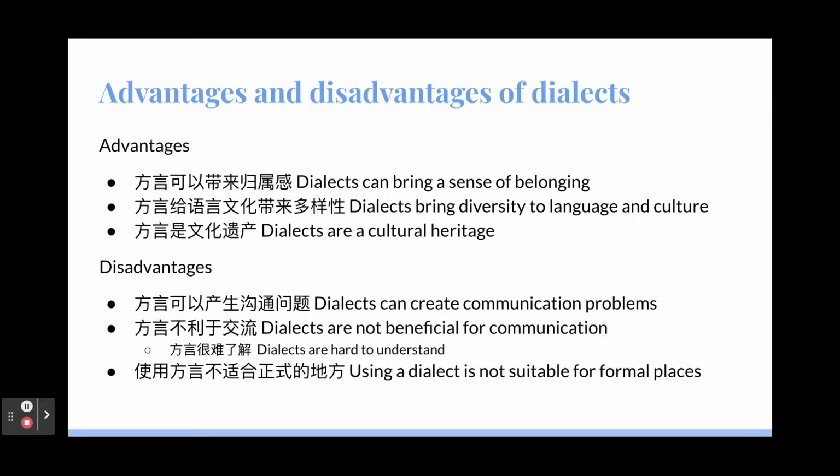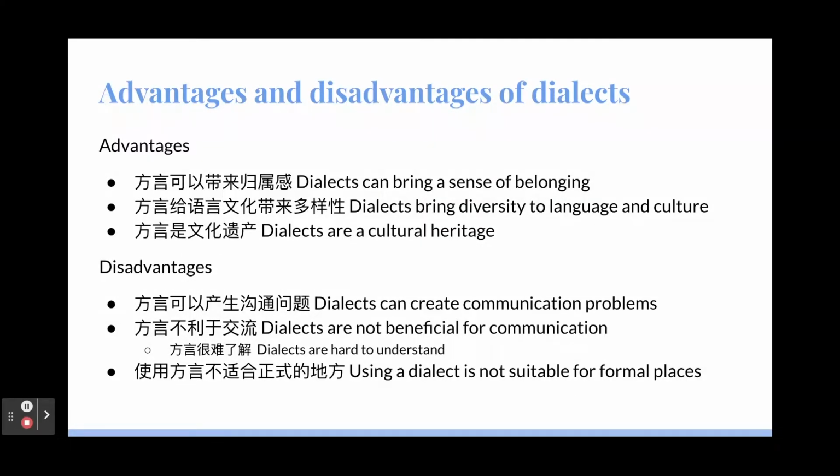First of all, dialects can create communication problems since there are different types of dialects and very many combinations of dialects. It could cause communication problems when different people from different areas are using their own language and communicating to each other. So you could say this in Chinese by saying 方言可以产生沟通问题. 沟通问题 means problems in communication.